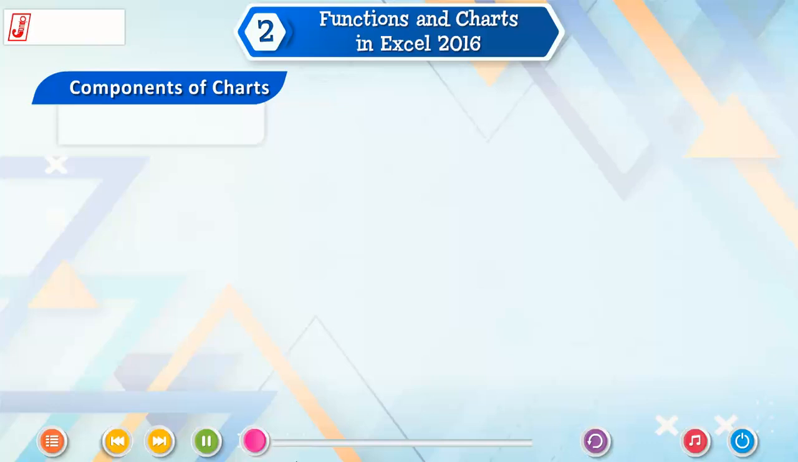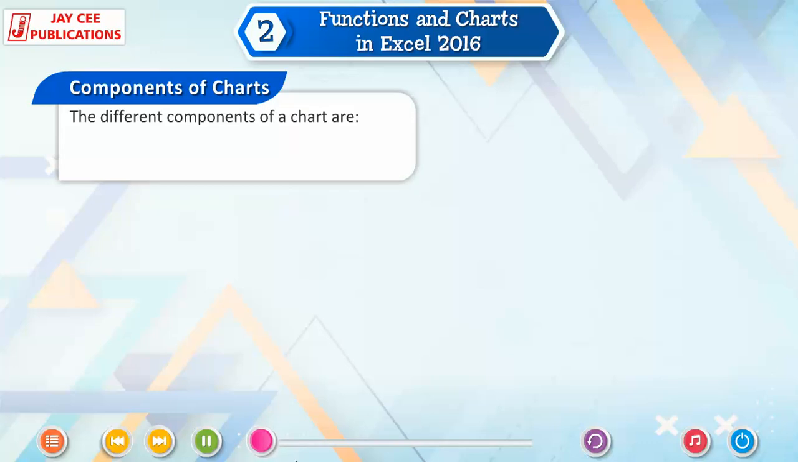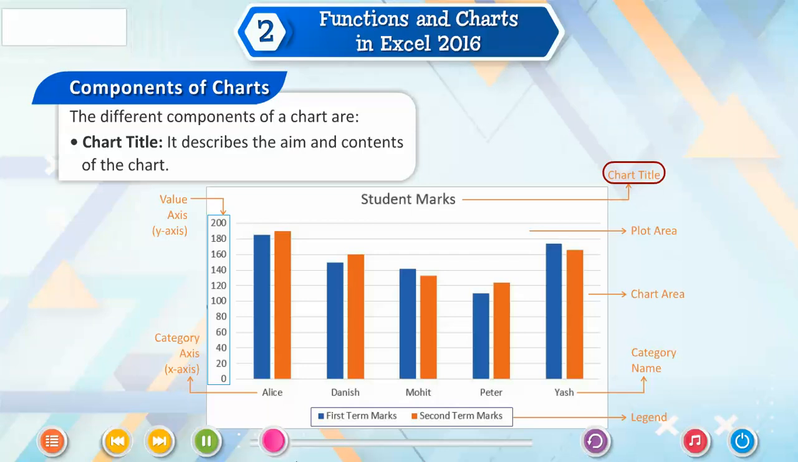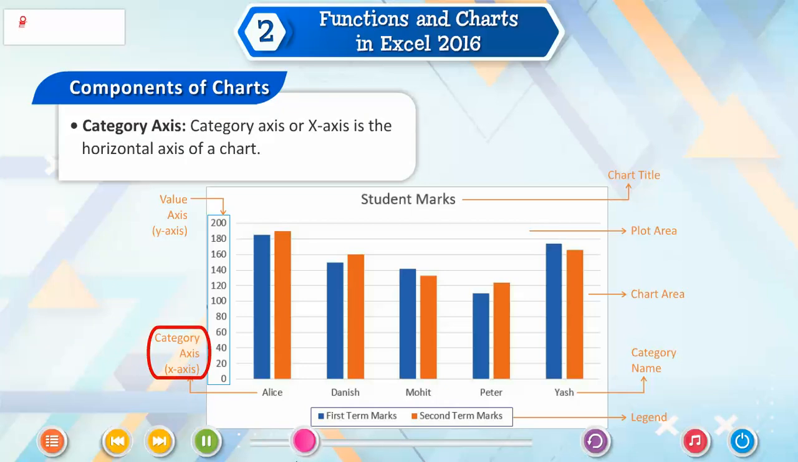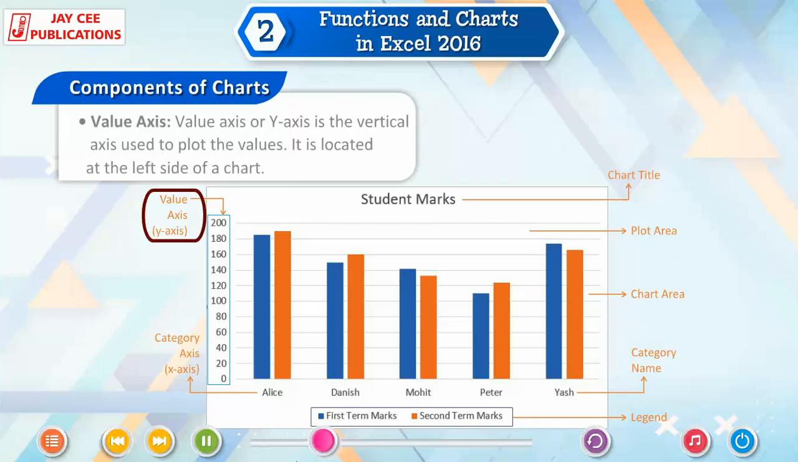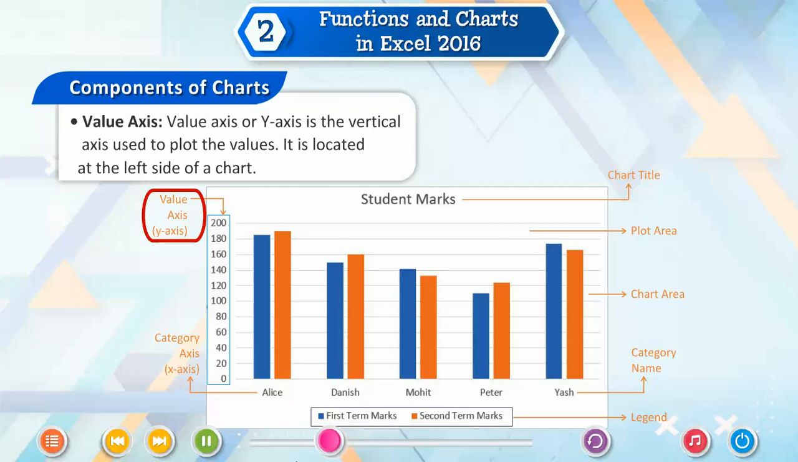Components of charts. The different components of a chart are: chart title. It describes the aim and contents of the chart. Chart area. Chart area includes all the area and objects in the chart. Category axis. Category axis or x-axis is the horizontal axis of a chart. Value axis. Value axis or y-axis is the vertical axis used to plot the values.